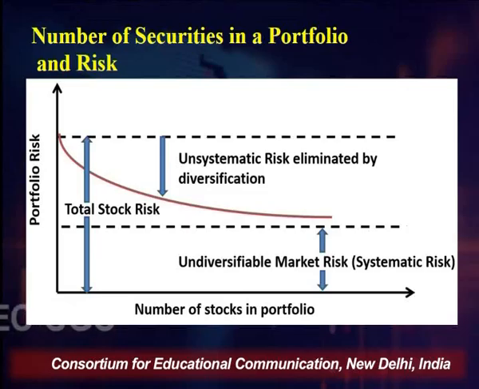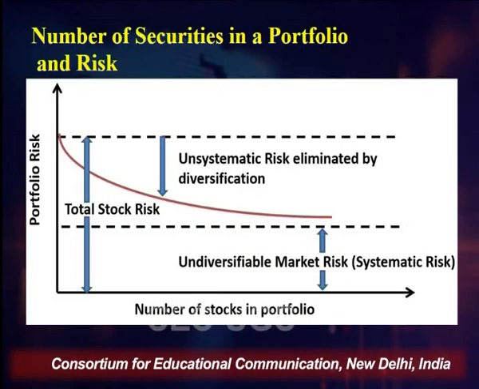On the other hand, the other is called unsystematic risk, which is company specific. As the number of stocks increases in your portfolio, if you are a prudent investor, if your financial planning is good, you make your investments in different industries, in different companies, so that your risk is diversified.